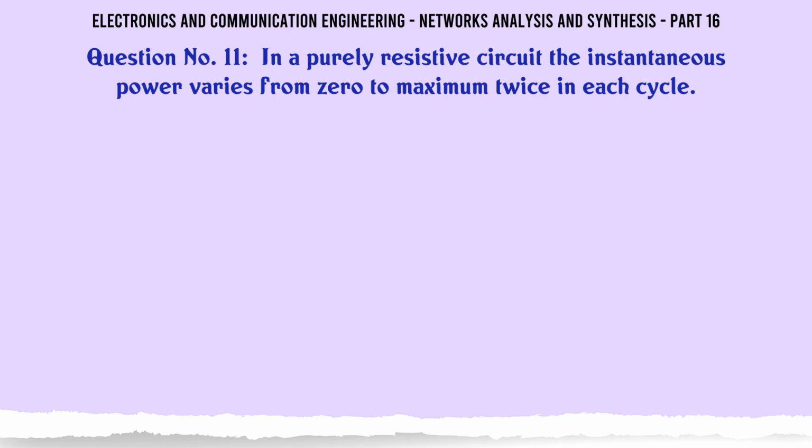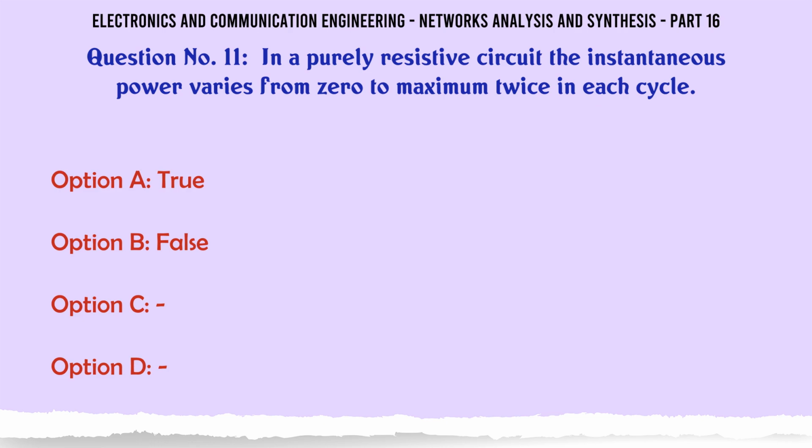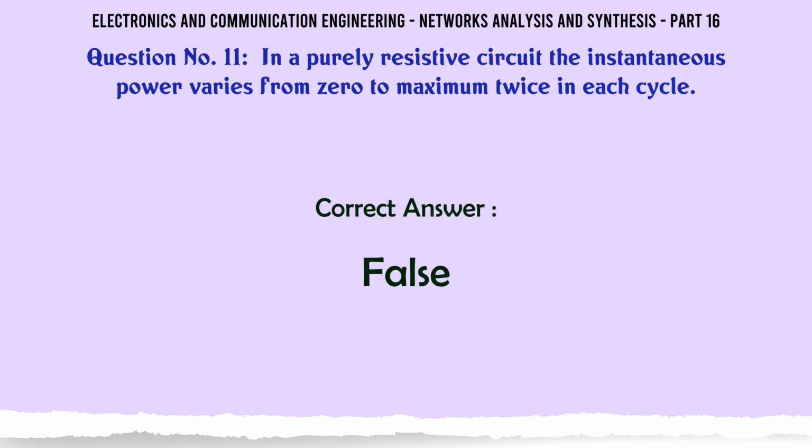In a purely resistive circuit, the instantaneous power varies from 0 to maximum twice in each cycle. A true, B false. The correct answer is false.